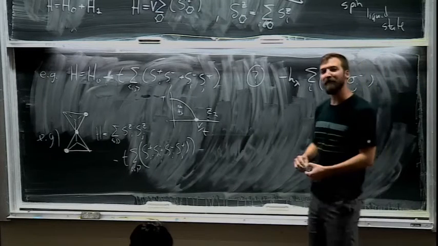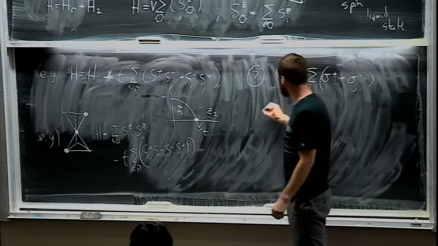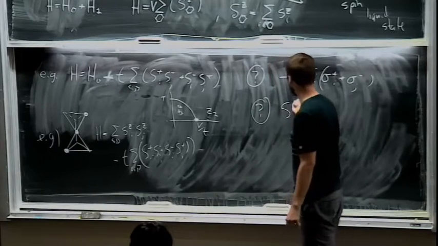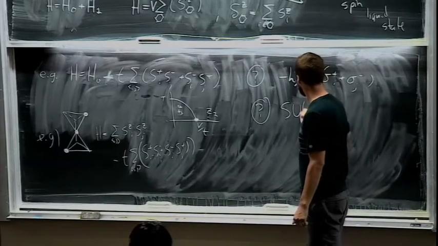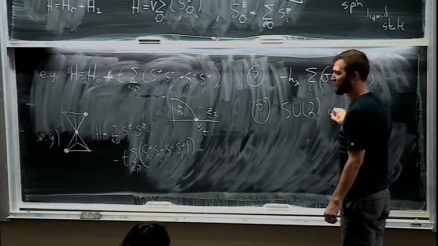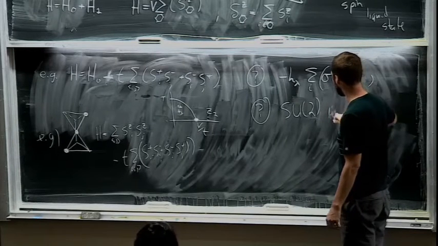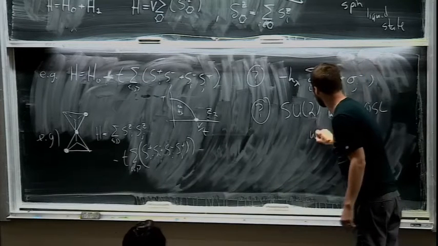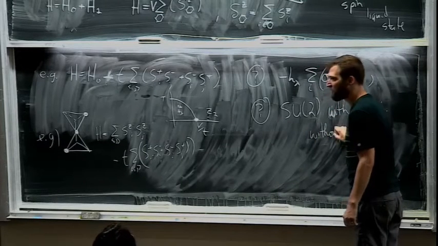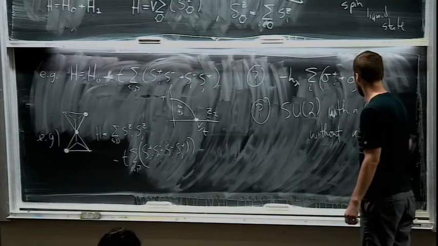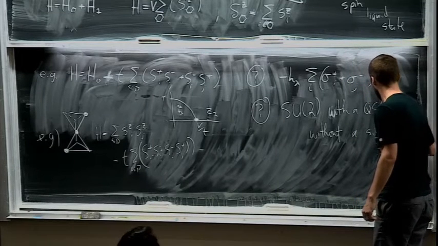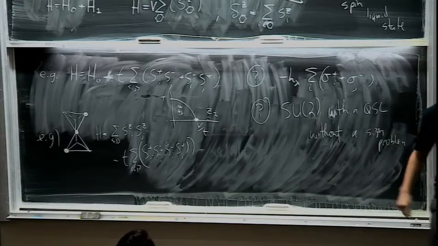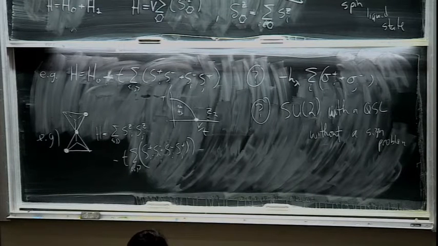I don't know of any case where you have an SU2 invariant spin model that has a sign problem. Oh, sorry, that has a spin liquid without the sign problem. A quantum spin liquid without. Does anyone know? Or maybe that type of sign problem that can be easily solved.